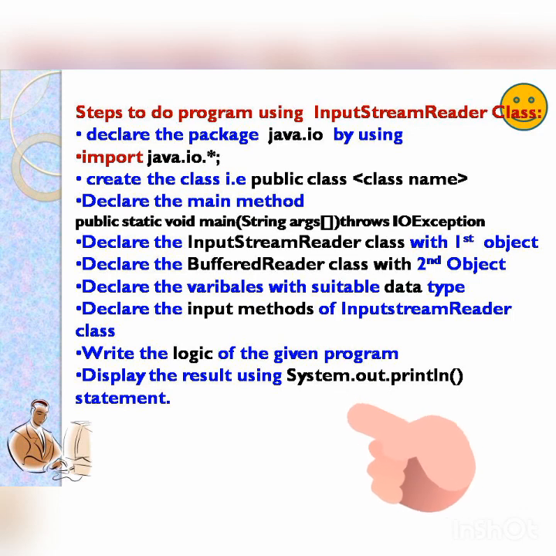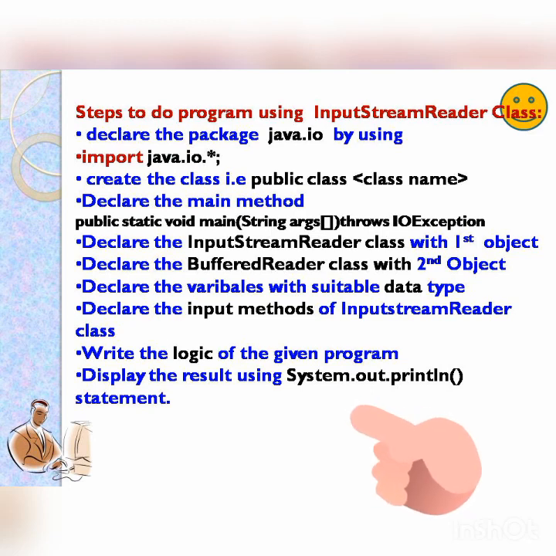Next we'll discuss the steps to do the program using the InputStreamReader class. First you have to declare the package, that is java.io, by using the keyword import. This InputStreamReader and BufferedReader are present inside the java.io package. Second point, create the class, that is public class, and give the class name. Then declare the main method, public static void main(String args[]) throws IOException, where IOE is in capital letters. Then declare the InputStreamReader class with the first object, and then declare the BufferedReader class with the second object. So you have to create two objects. One object is for the InputStreamReader class and another object is for the BufferedReader class.